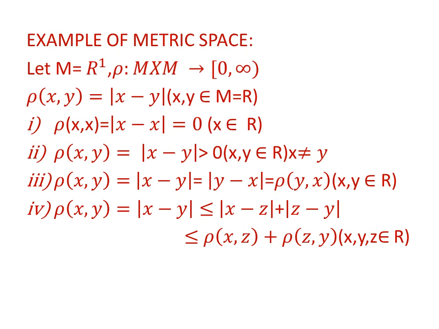Fourth one, rho of x, y equals modulus of x minus y, which is less than or equal to modulus of x minus z plus modulus of z minus y, which is less than or equal to rho of x, z plus rho of z, y, x, y, z belongs to R.